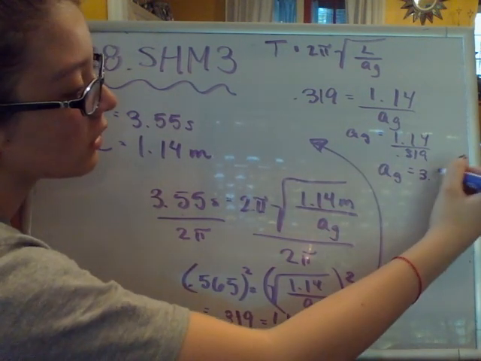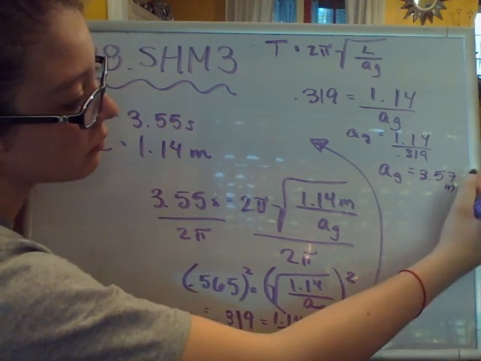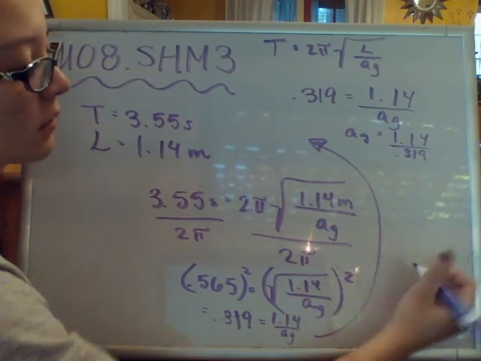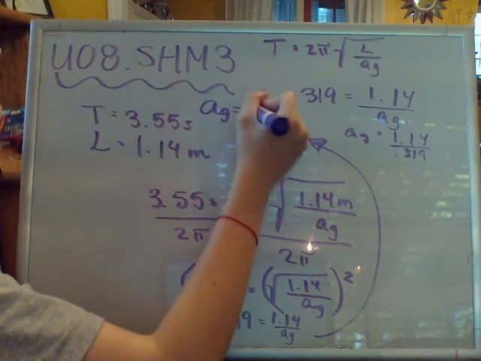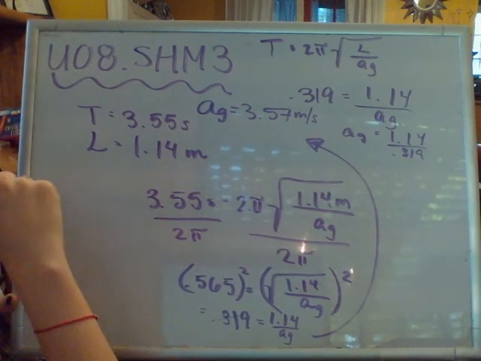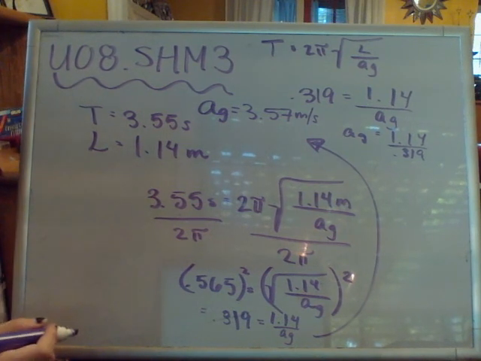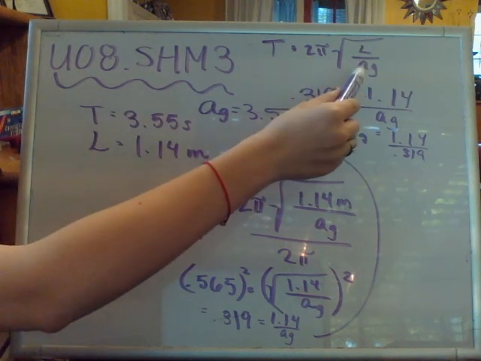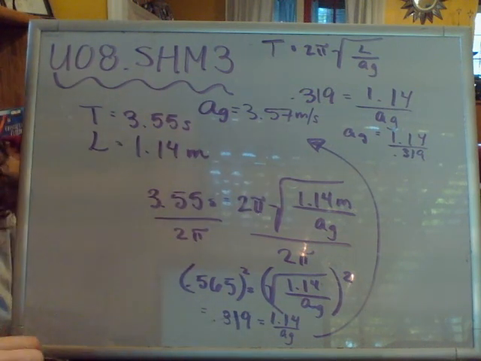And our acceleration due to gravity on Mercury would be 3.57 meters per second squared. Oh, okay, we're going to write that again. Hold on. Our acceleration is going to equal 3.57 meters per second squared. And that is how you use the period formula to calculate either the period, the length, or the acceleration due to gravity in a simple harmonic motion system.